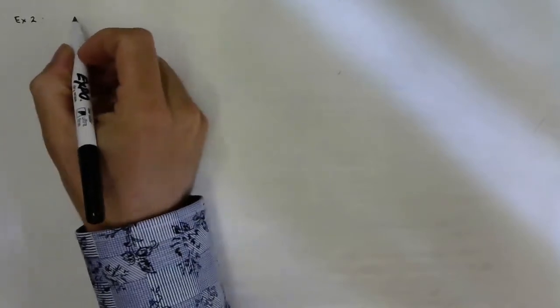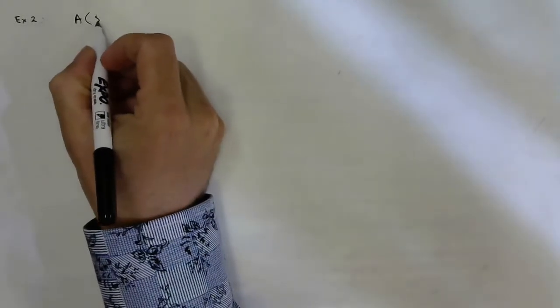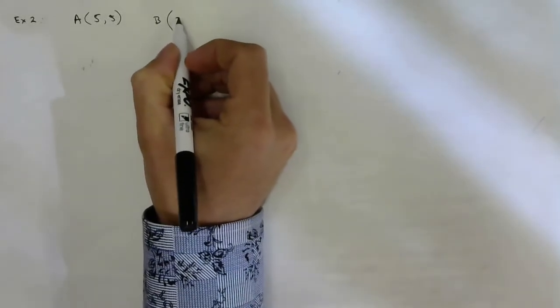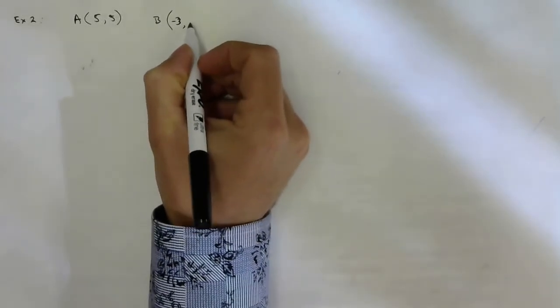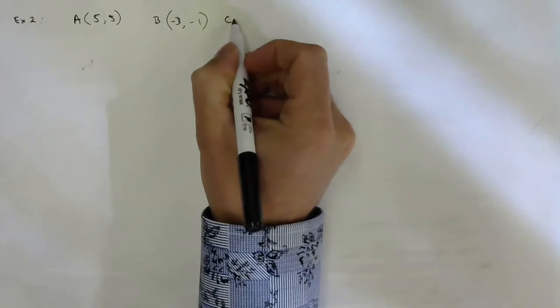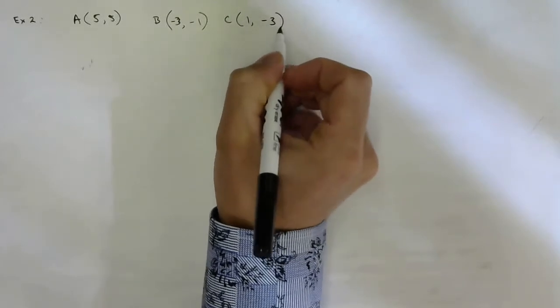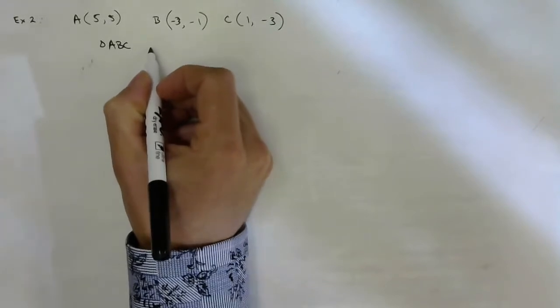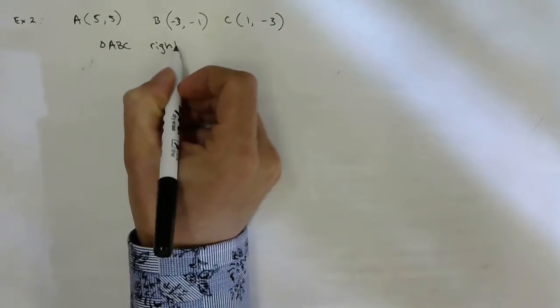The vertices of triangle ABC, do you guys have a picture of triangle ABC there? Excellent. Okay, so the vertices, I'm going to list them. Make sure we know we're in example 2. We've got A at (5, 5). We've got B at (-3, -1). And we've got C at (1, -3). And we need to determine, is triangle ABC a right triangle?